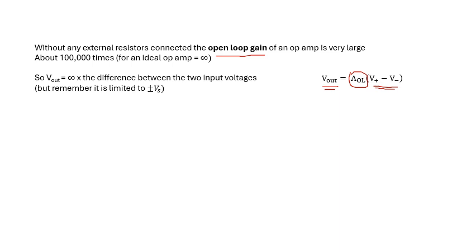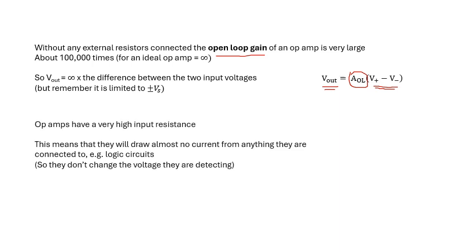Now, this doesn't mean that V out is going to be ridiculously big or equal to infinity, because remember that it's limited to plus or minus the power supply. So basically, if V plus is a little bit bigger than V minus, then the output will be plus 15 volts. Otherwise, it will be minus 15 volts. So remember that the output is limited to plus or minus Vs.